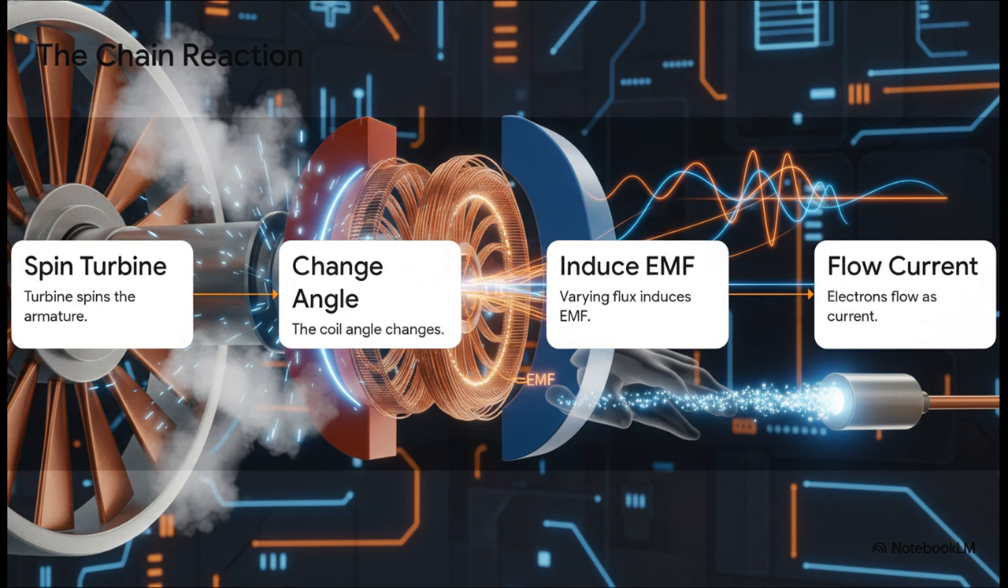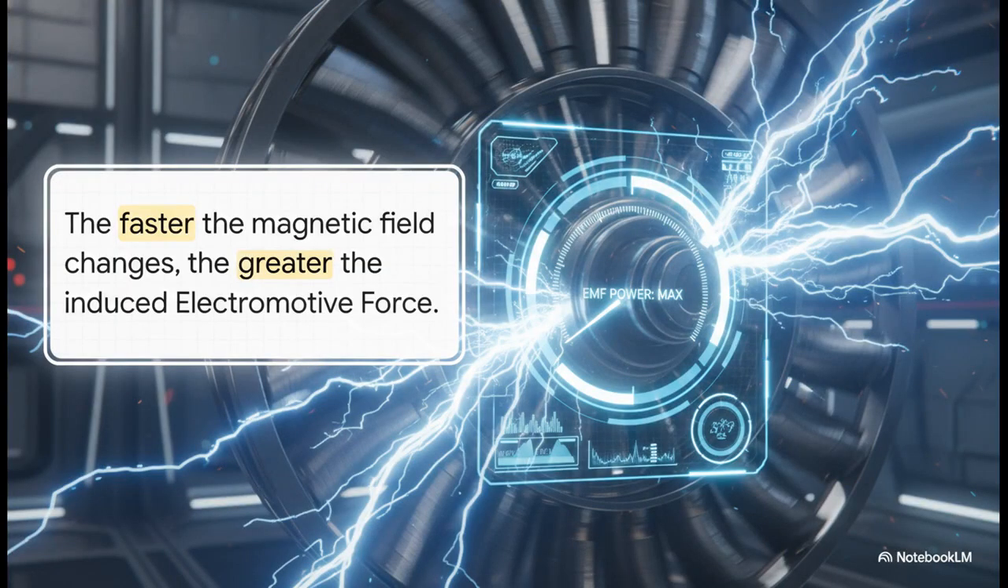It's honestly brilliant. And there's a super important mathematical relationship governing this whole chain reaction. The faster the magnetic field changes, the greater the induced EMF. It's a direct proportion. So if a power plant needs to push out more voltage to meet peak demand on a really hot summer day, they need more mechanical energy. By ramping up the speed of that spinning turbine, the rate of change of the magnetic flux sharply increases, and the resulting electrical output scales up right along with it.